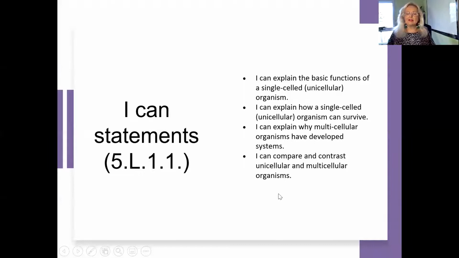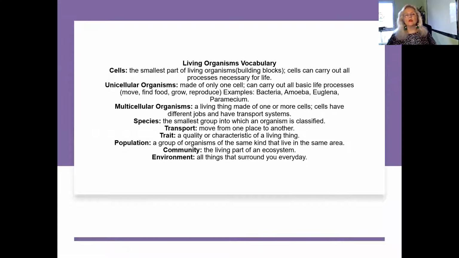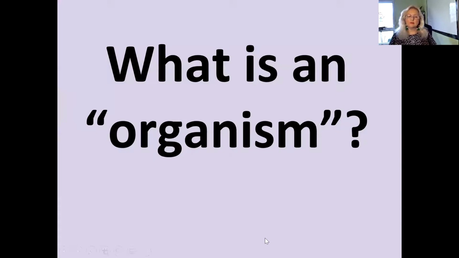So our I can statements: I can explain the basic functions of a single-celled unicellular organism. Unicellular, one cell. I can explain how a single-celled unicellular organism can survive. I can explain why multicellular organisms have developed systems, and I can compare and contrast unicellular and multicellular organisms. It sounds a lot complicated, but it's not. We're going to actually be able to do this in 1 week.